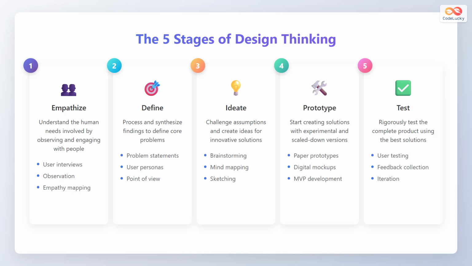The fourth stage is to prototype, where you start creating solutions with experimental and scaled-down versions by creating paper prototypes, digital mock-ups, and minimum viable product development. The final stage is to test, where you rigorously test the complete product using the best solutions through user testing, feedback collection, and iteration.